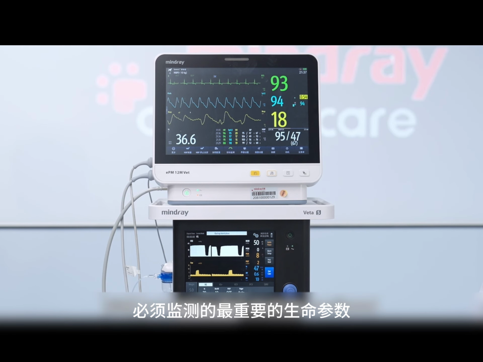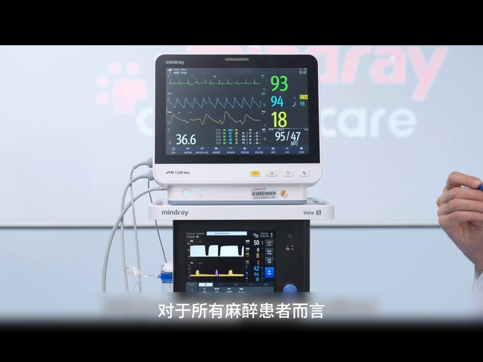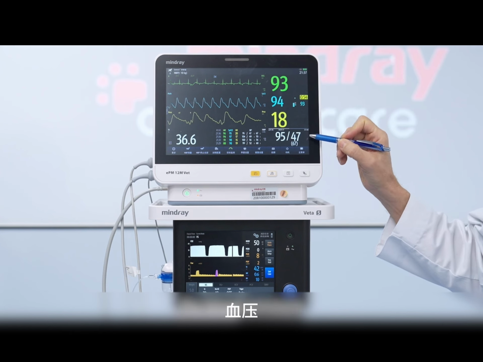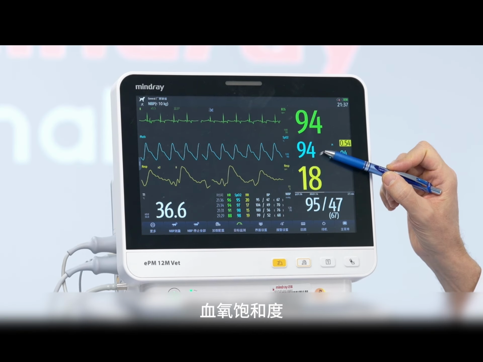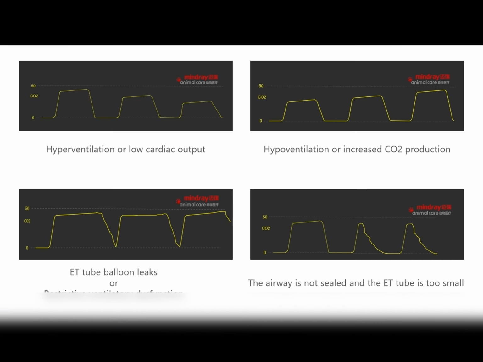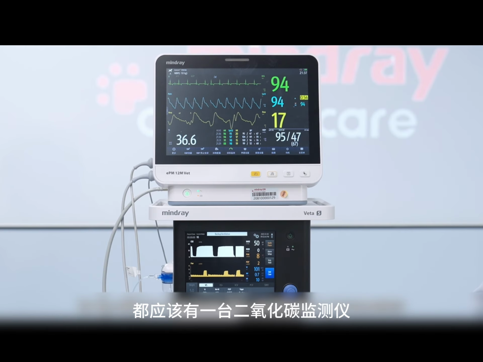The most important vital parameters that must be monitored for all anesthetized patients are the pulse rate, the blood pressure, oxygen saturation, and the body temperature. Capnography is not the most basic monitoring tool, but I believe that everyone who ventilates patients with machines should have a capnograph to be able to fine-tune the ventilation parameters.